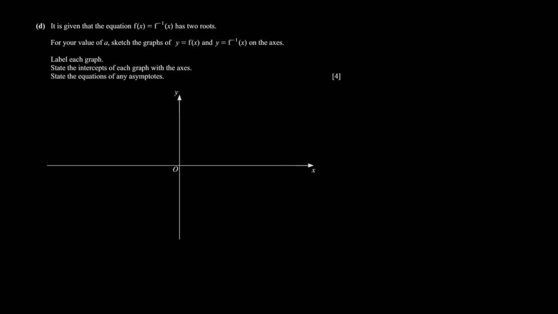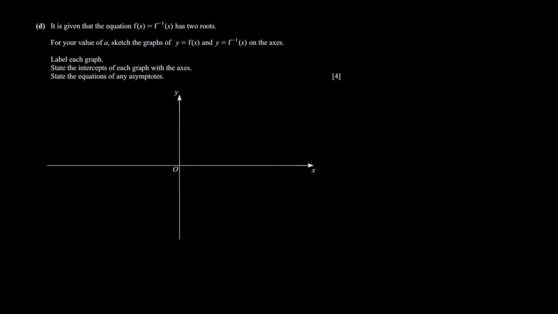Okay, so now let's look at the second part, part D. It is given that the equation f(x) equals f inverse(x) has two roots. I'm going to return to this in a little moment, because there's some information that I'll need to explain there. And for our value of a, sketch the graphs of f(x) and f inverse(x), label each graph, state the intercepts of each graph with the axes, and state the equations of any asymptotes.